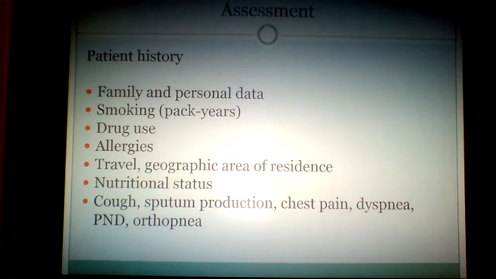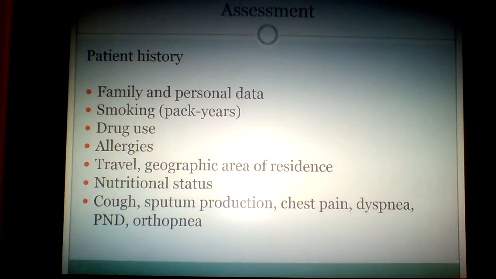And then you may actually want to go a little bit further and ask them about odor. And then consistency. Is it thick or is it thin? Is it mucoid or whatever? So you want to think about that kind of stuff when you're thinking about sputum production.